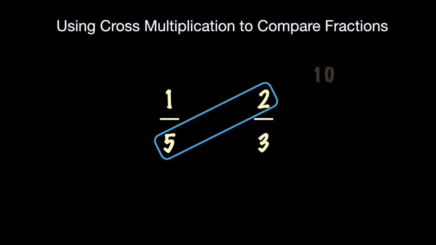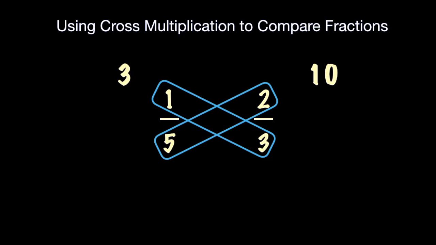As a reminder, we can also use cross multiplication to compare fractions. Let's look at 1/5 compared to 2/3 again. With cross multiplication, we can multiply the 5 times the 2 and get 10. And then we can multiply the 1 times the 3 and get 3. Notice how we put the products above and to the sides of the fractions.